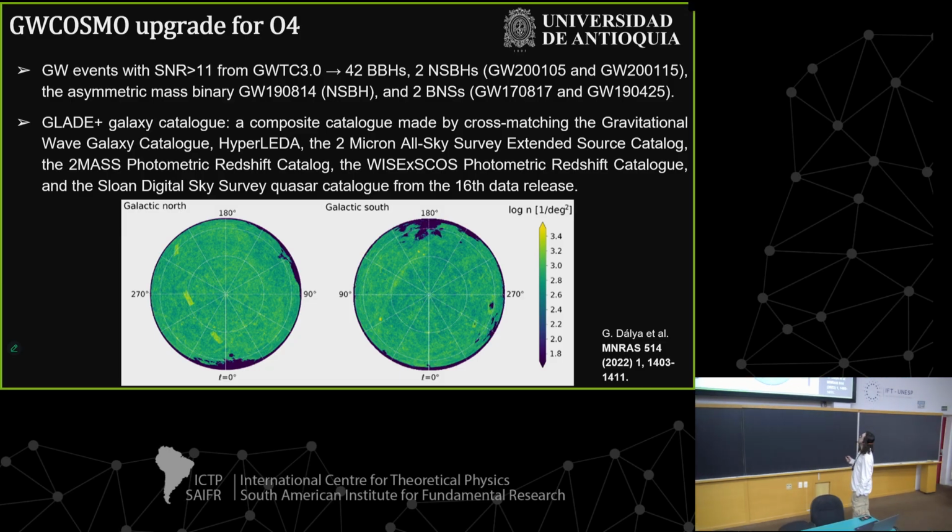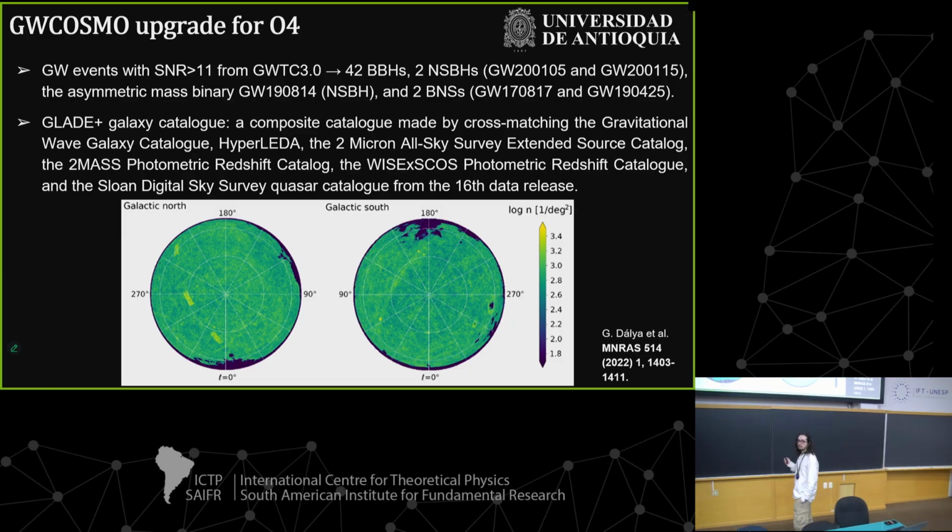And this is a compilation of different galaxy catalogs, as is shown here, and this is a map showing the density of galaxies per square degree in the sky.